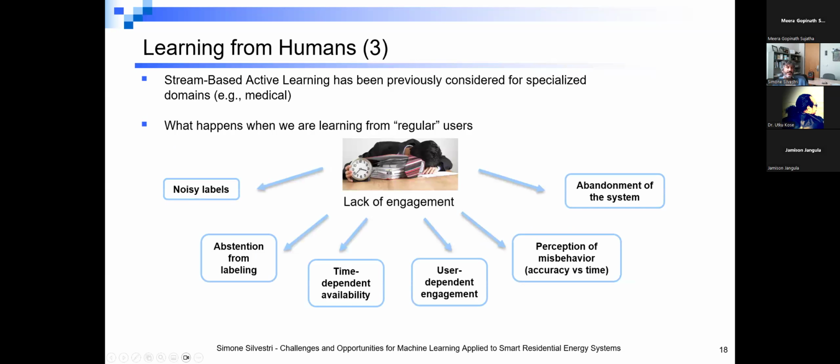All the previous research in this domain generally assumed that the expert is someone who is always available and knows what they're doing. But what happens when we apply this type of machine learning in a residential environment, in which we are learning from regular users who are not as involved as, for example, an expert or a doctor could be? We may get noisy labels, so some labels may be wrong. The user may decide not to provide a label when asked, because maybe they're busy doing something else. Or they may be more available at certain times of the day and less available at others. There could also be differences among users, depending on their schedule and how involved they are with this type of system, etc.